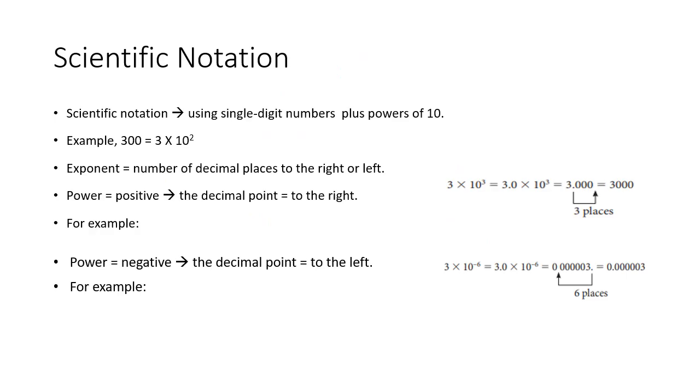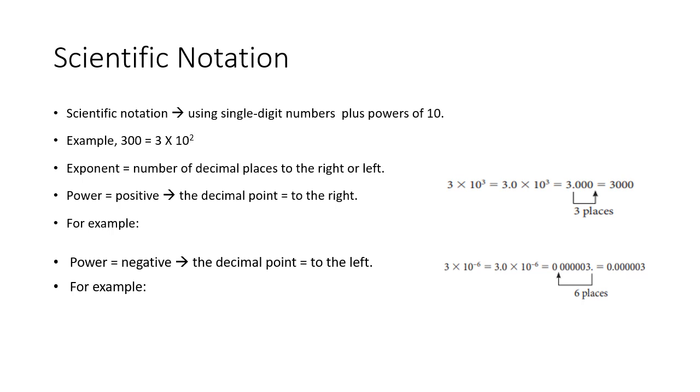In electronics, it is common to encounter very small and very large numbers. Scientific notation is a means of using single-digit numbers plus powers of 10 to express large and small numbers. For example, 300 in scientific notation is 3 times 10 to the power of 2. The exponent indicates the number of decimal places to the right or left of the decimal point in the number.